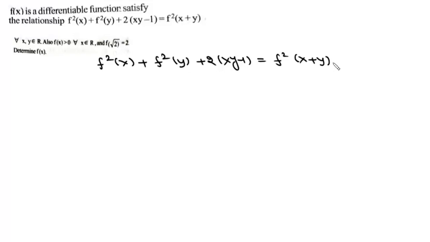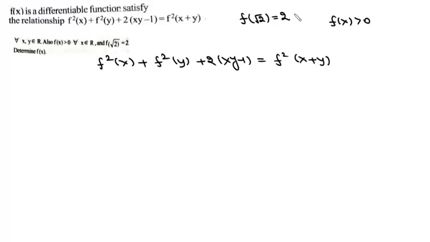Now the question is, we are given this function f(x), which is a differentiable function satisfying this relationship: f²(x) plus f²(y) plus 2xy minus 1 is equal to f²(x+y) for all x belongs to R. It is given that f(x) is always greater than 0 and the value of f(√2) is equal to 2. We need to determine this function f(x).